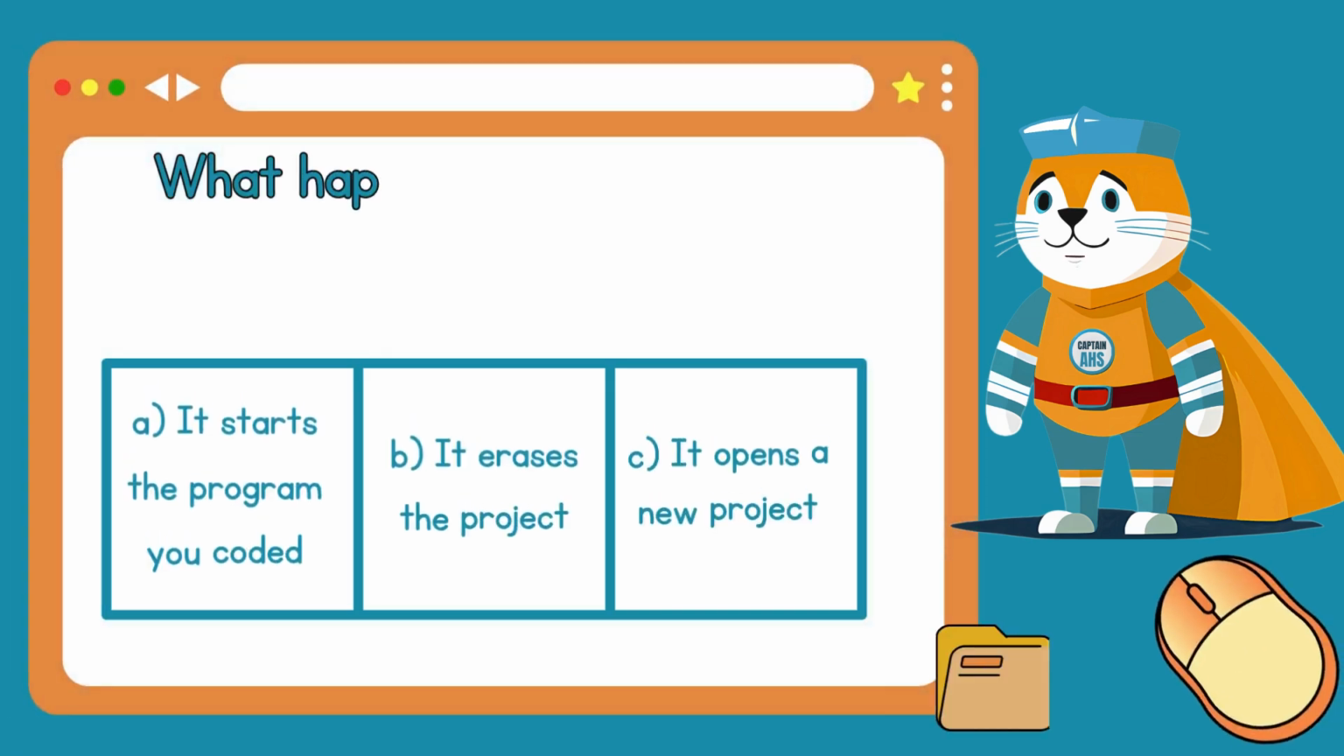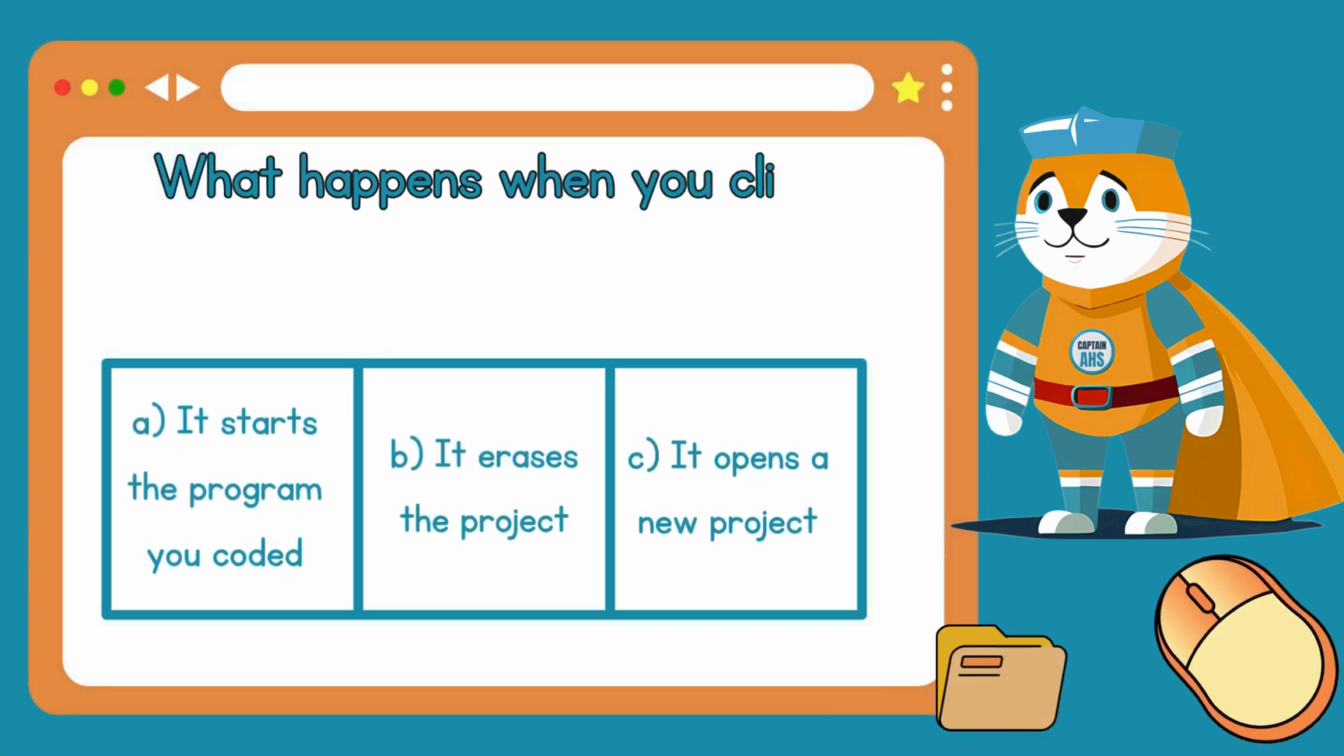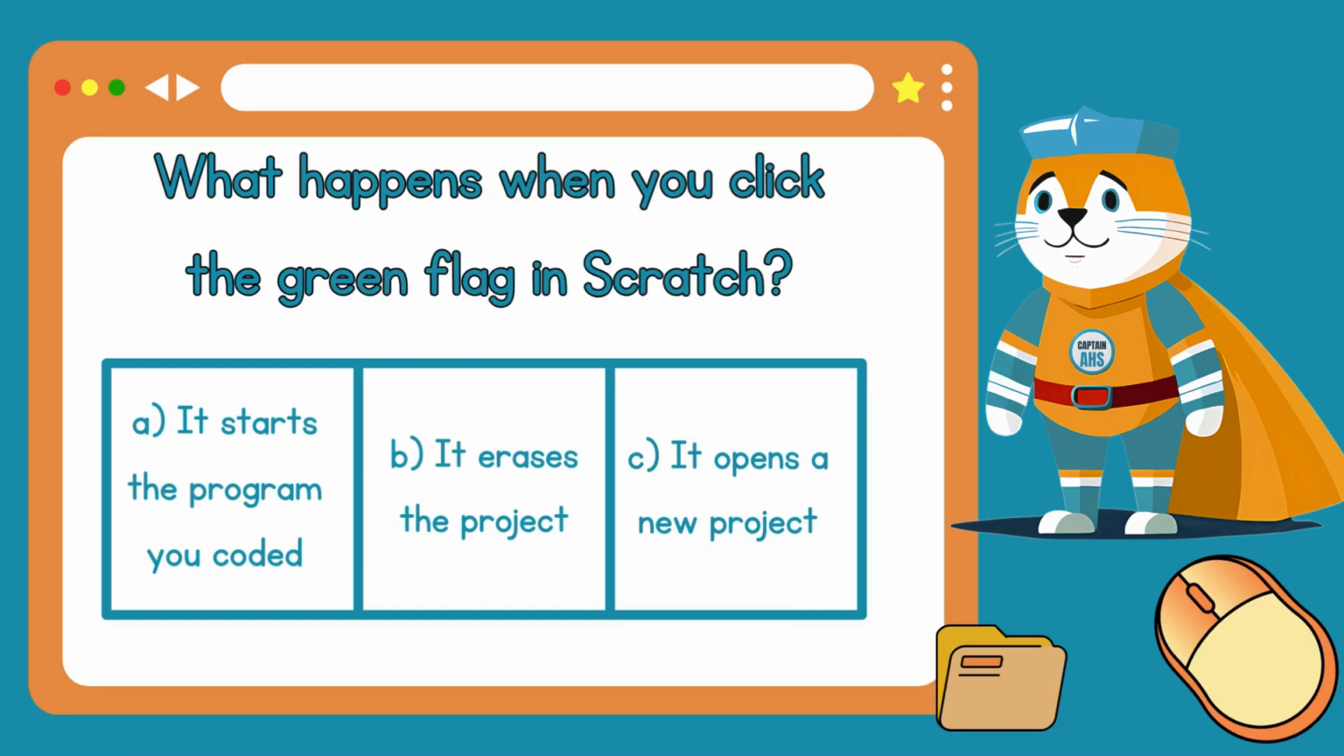What happens when you click the green flag in Scratch? Option A, it starts the program you coded. Option B, it erases the project. Option C, it opens a new project. Option A, it starts the program you coded.